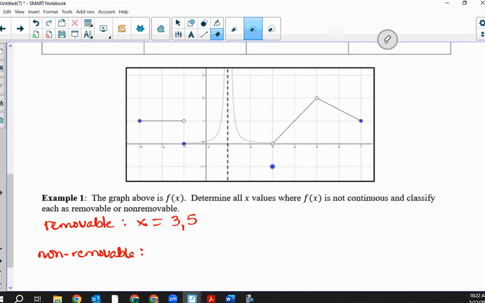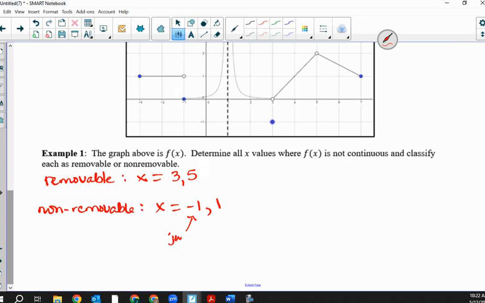All right, so those 2 were both holes. So where are my 2 non-removable then? -1 and 1. Yes, -1, that's a jump. If you want to label this to help remind yourself. 1 was a vertical asymptote. These 2 were both holes. Okay. Do we see the difference visually? Okay. The hole and the open endpoint, I know that's always tricky. All right, questions?